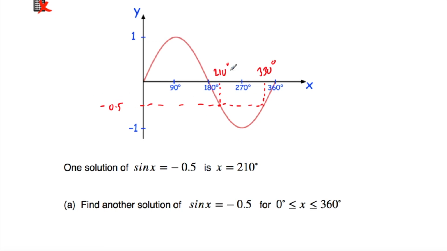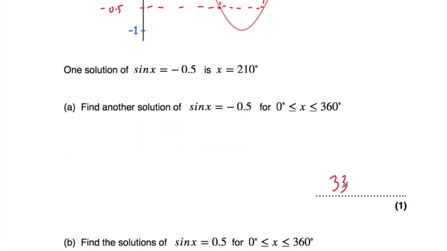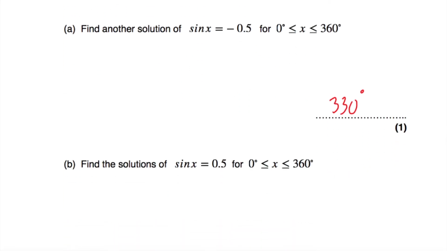And that's just focusing on this part of the graph and knowing there's a line of symmetry for this part of the graph. Okay, so the other angle will be 330 degrees. Okay, next, part B.